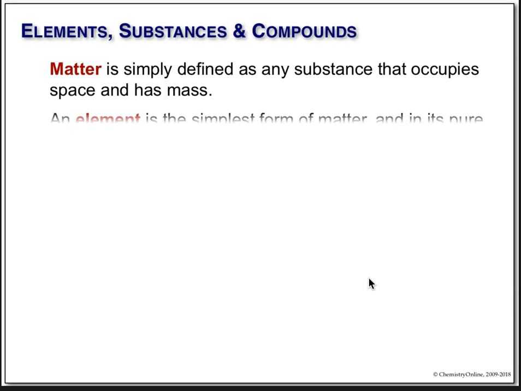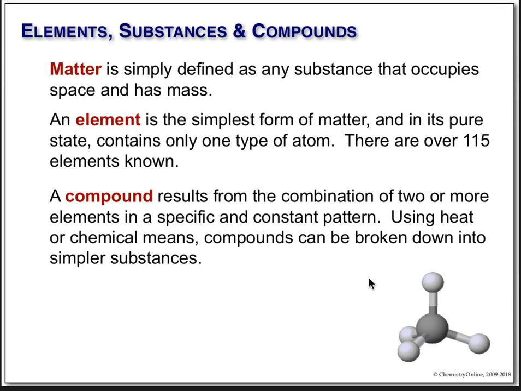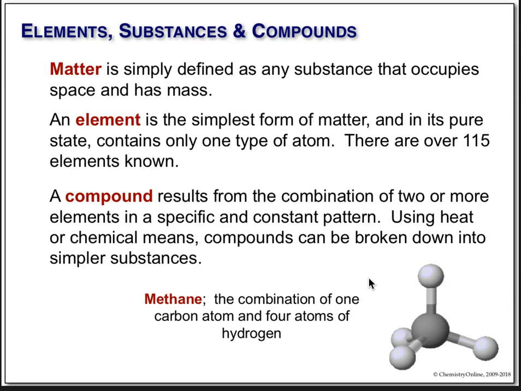All right, let's get out of the realms of measurements and math and stuff like that and talk about some chemistry. We said matter, any substance that occupies space and has mass. Element is the simplest form, a compound. If you take 2 or more elements and you combine them in a specific and constant pattern, you get what's called a compound.